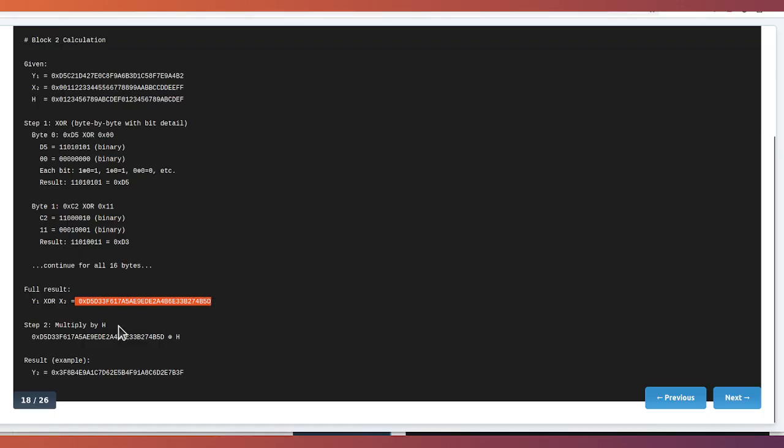Step 2. Multiply by H. We compute 0x, beginning with D5 ending with 5D, times 0x, beginning with 01 ending with EF. This involves treating both as polynomials, multiplying all terms, and reducing. The result after full polynomial multiplication and reduction might be y2 equals 0x, beginning with 3f ending with 3f. This accumulator now cryptographically depends on both x1 and x2.